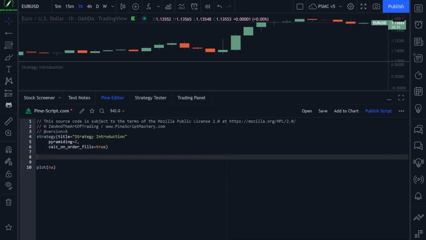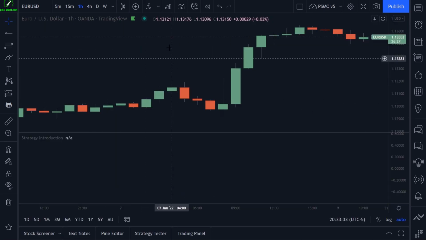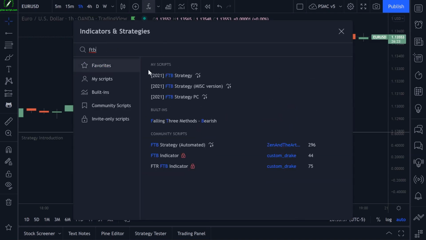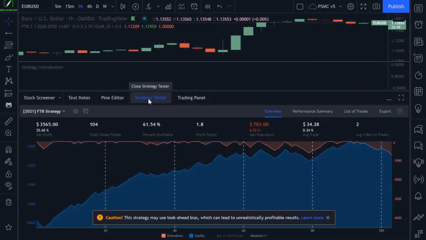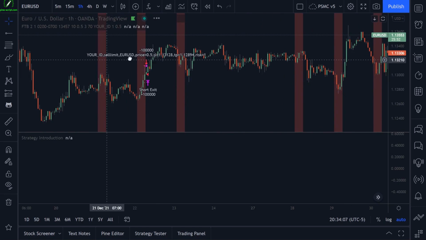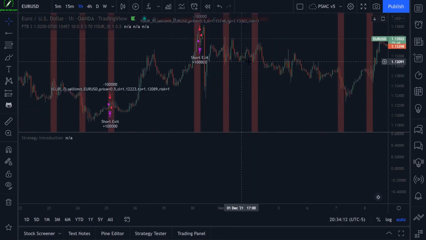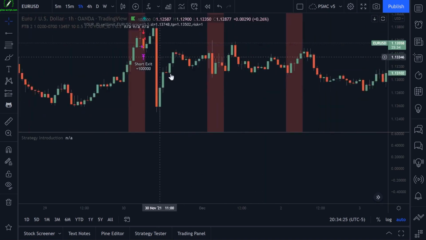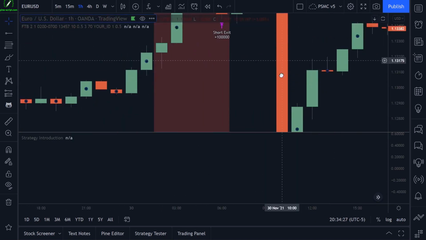But this calc on order fills parameter is very important on some scripts, as I mentioned. For example, let me throw on one of the strategies we're going to create in a lesson to come, which is my FTB strategy, or Jason Greystone's follow the bear strategy. If I throw this script on and I zoom out, let's find an example where our take profit was hit on the same bar that we entered on. That's the only time this calc on order fills is an issue. So here's a good example right here.